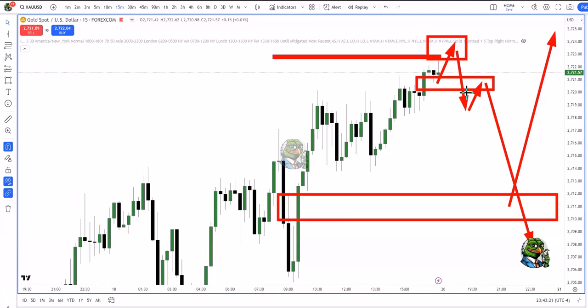On the way down, we want to see that the market has already engineered liquidity before getting to our objective. This is our objective. So you can see these equal lows have already been engineered. They are in the way of this objective, okay?